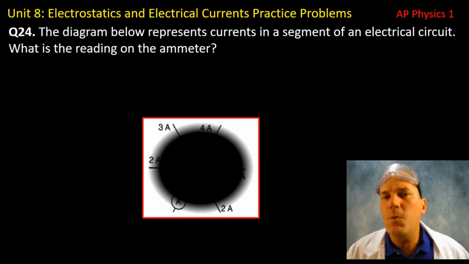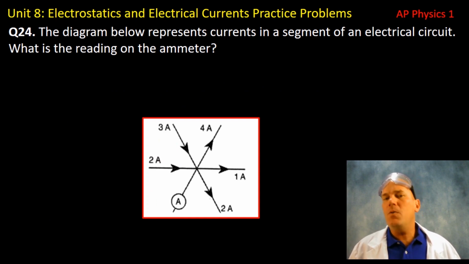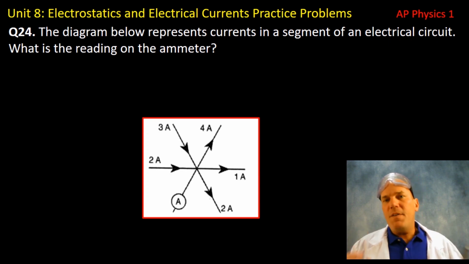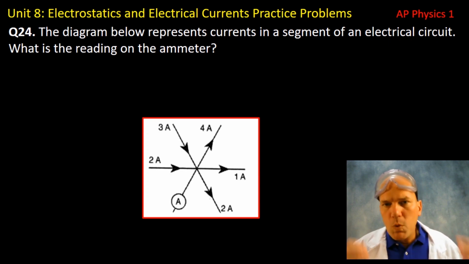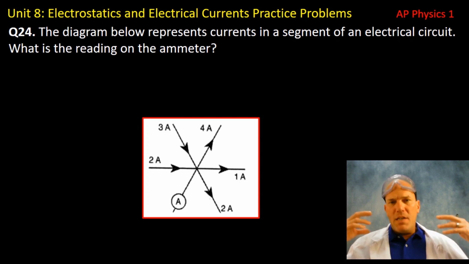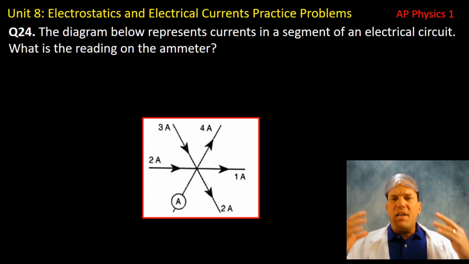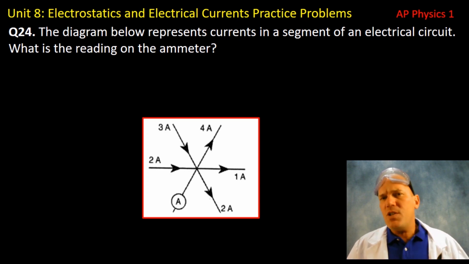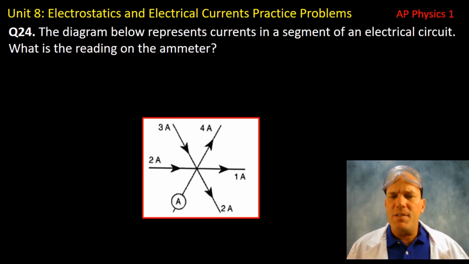All right, question 24. The diagram below represents currents in a segment of an electrical circuit. What is the reading on the ammeter? This is an application of Kirchhoff's junction rule. In other words, it is an application of the conservation of charge. What's going into this junction must leave this junction.